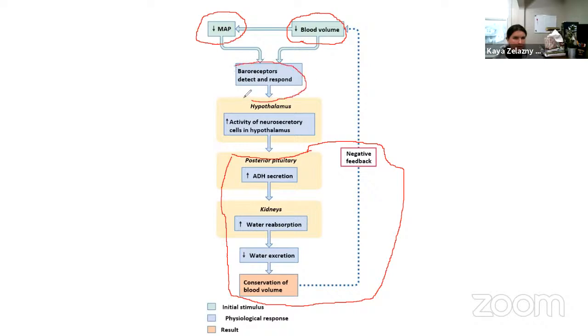Baroreceptors are detecting this. Same deal, right? The only difference here is that we don't need to affect those osmoreceptors. We're just telling the hypothalamus this directly, increasing the activity of those cells in the hypothalamus.